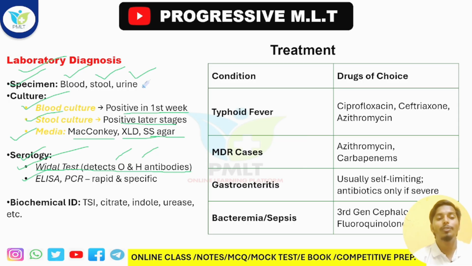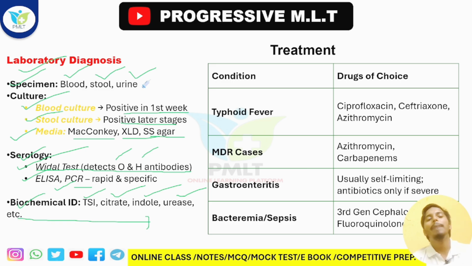ELISA is also one type of prominent diagnosis. PCR, we may use to identify the nucleic acid. Got it? And biochemical ID, I have already told you: TSI, we may do citrate test, indole test, urease test, etc. I have already covered that. So within the lab diagnosis, first we have to understand the specimen, after that the culture, after that the serological tests, and after that the biochemical tests.